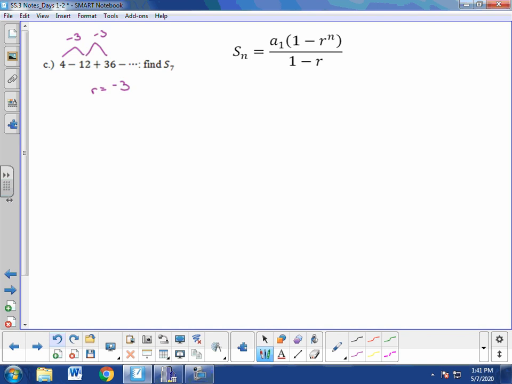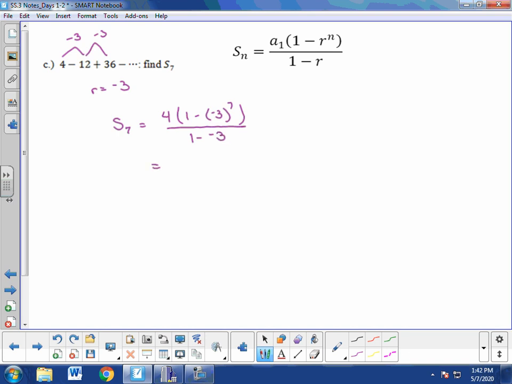So if I want to find S7, the sum of the first 7 terms, they gave us 3 of them, but not all of them. You could find the other 4 and add them together, or we could use this formula. So the first term is 4. So I'd have in the numerator 4 times the quantity 1 minus negative 3, which again does have to go in parentheses, to the 7th power. So the n in this case is the first 7 terms, and I take it to the 7th power. This would be over 1 minus negative 3.